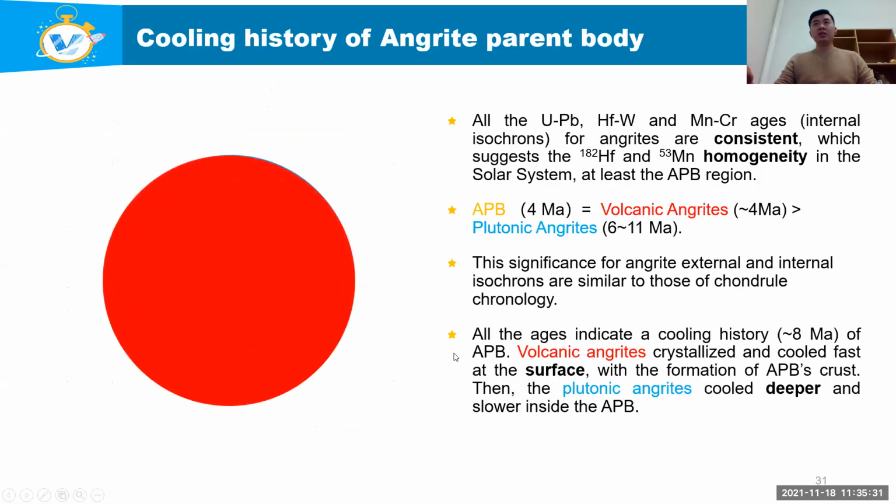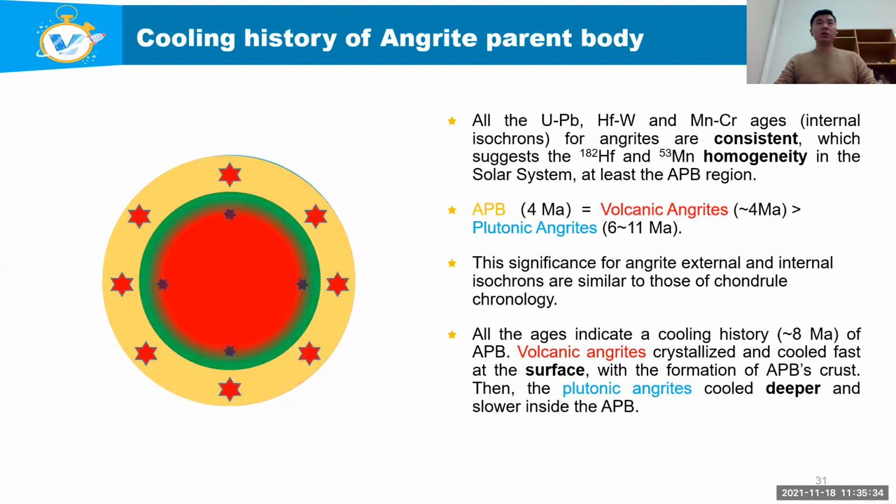And I think this age difference for all the Angrites may indicate a cooling history of the Angrite parent body. The volcanic Angrites crystallized and cooled very fast at the surface with the formation of the Angrite parent body's crust, then the plutonic Angrites cooled deeper and slower inside the Angrite parent body.